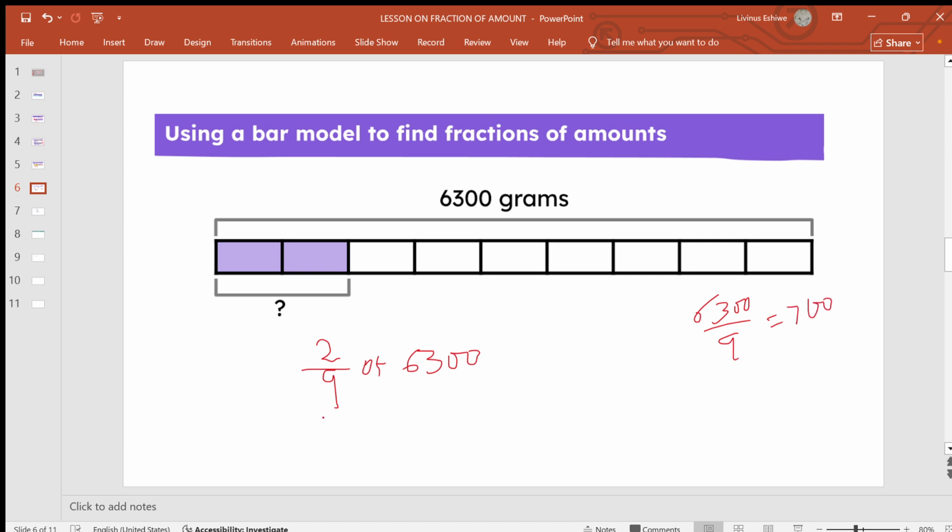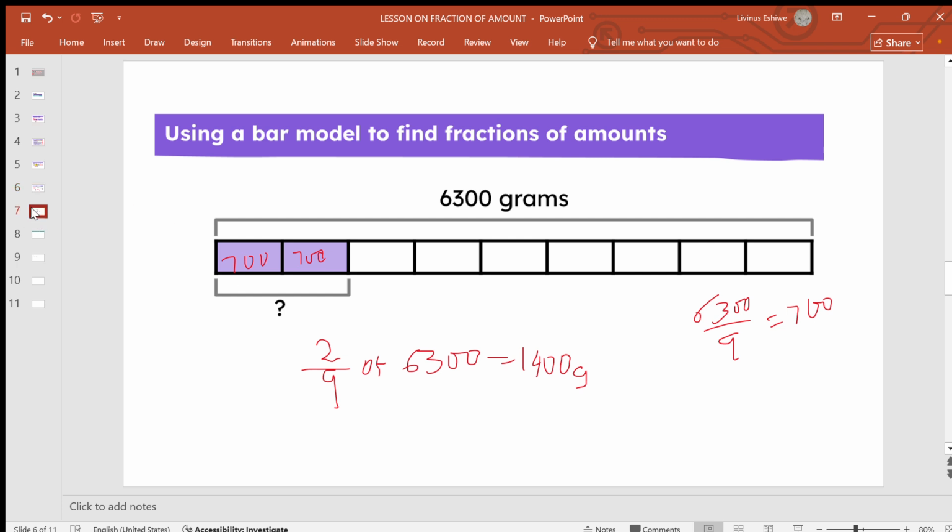Then what we now do is each part here represents 700, and this part 700, and so on and so on. So if we add 700 plus 700, what we are going to obtain is what? 1,400 grams. That is very wonderful. Like you can see that, and I believe you are following.